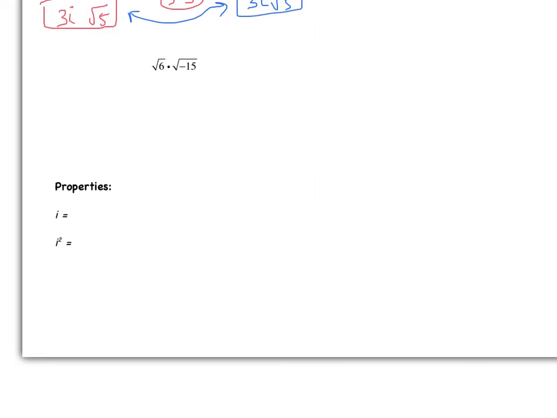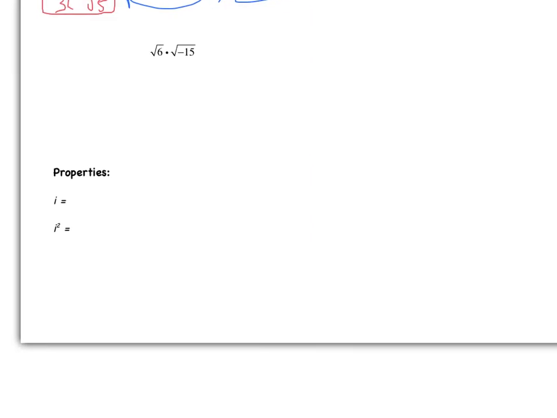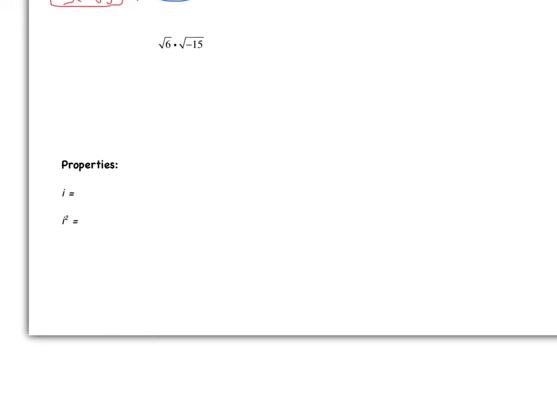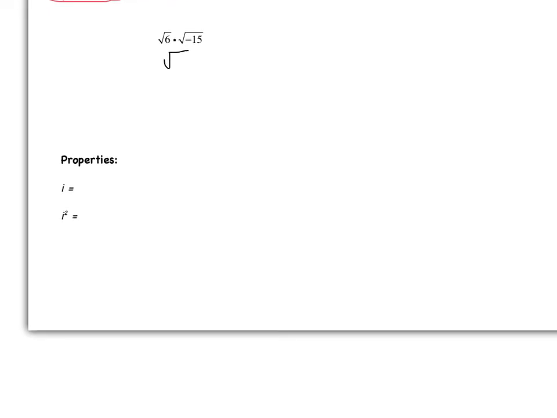Okay, so let's do this last example. Pause the video and try this one on your own, please. Okay, so first thing that I would do is multiply these two. 6 multiplied by 15 is 90. So this is the square root of -90, which is -1 and then 90. Square root of -1 is i.